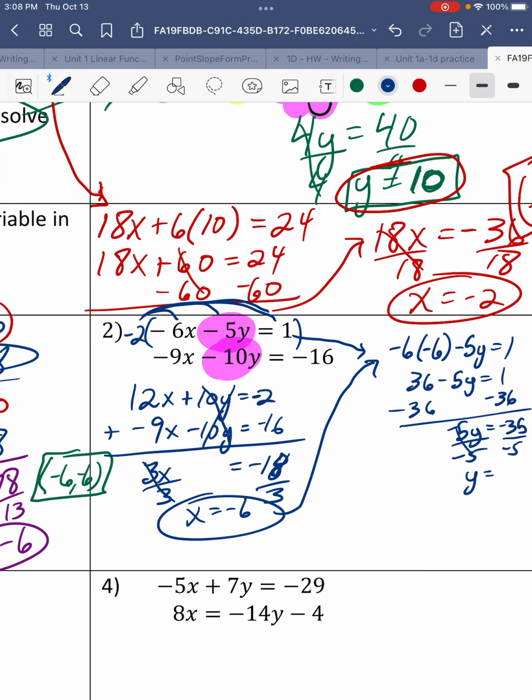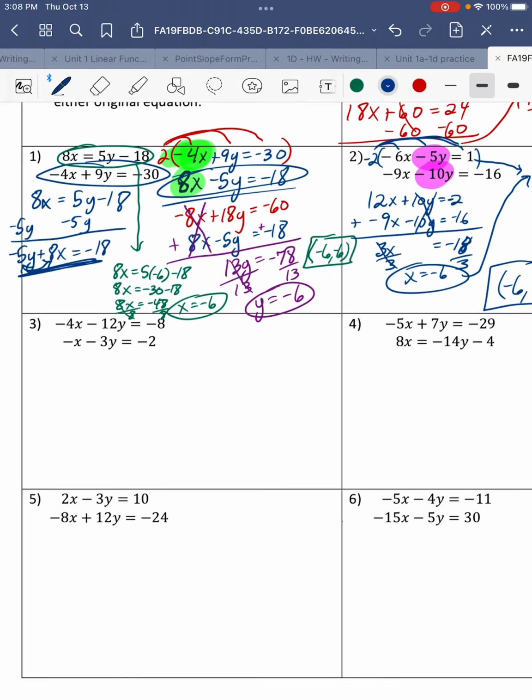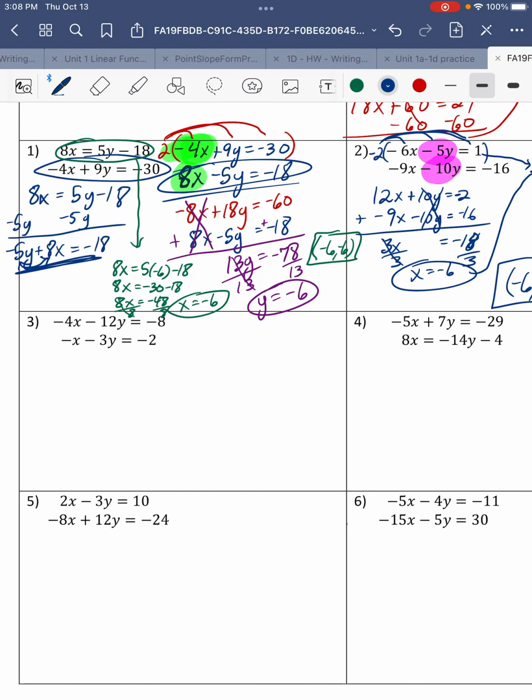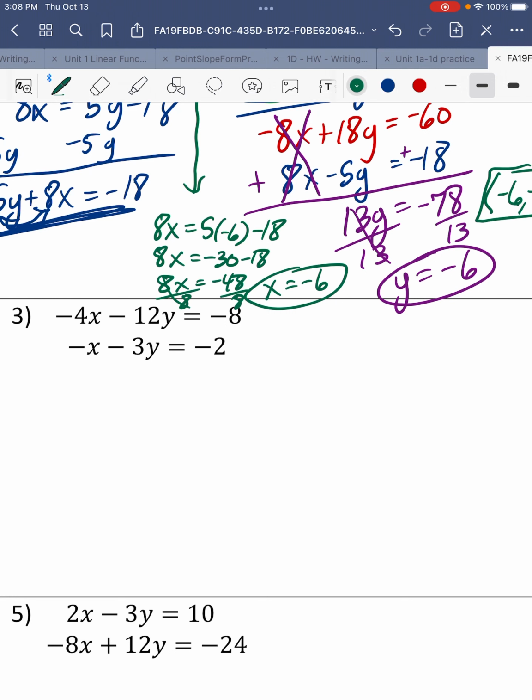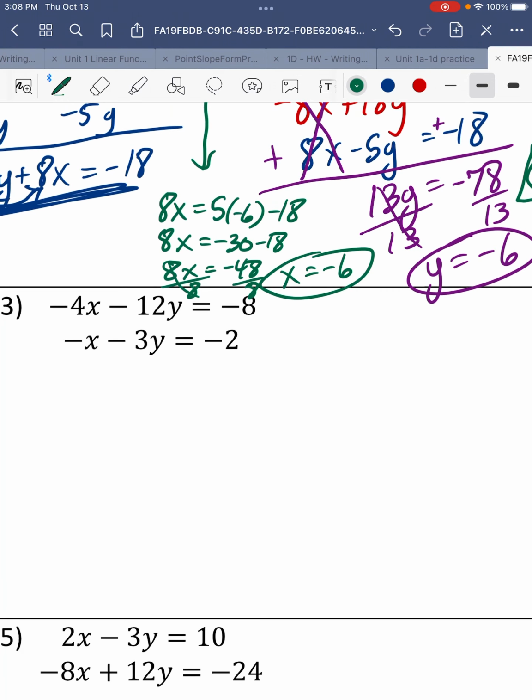Divide by negative 5, and 2 negatives divided to be a positive. So my x value is negative 6, my y value is 7. Alright, let's keep working. It's a lot of work for these, but you guys all can do it.